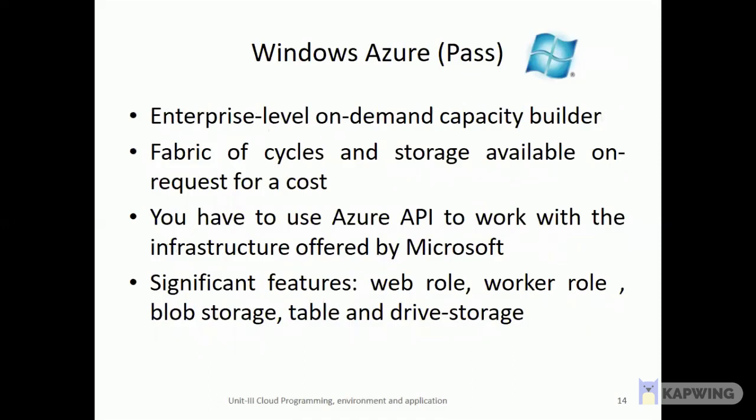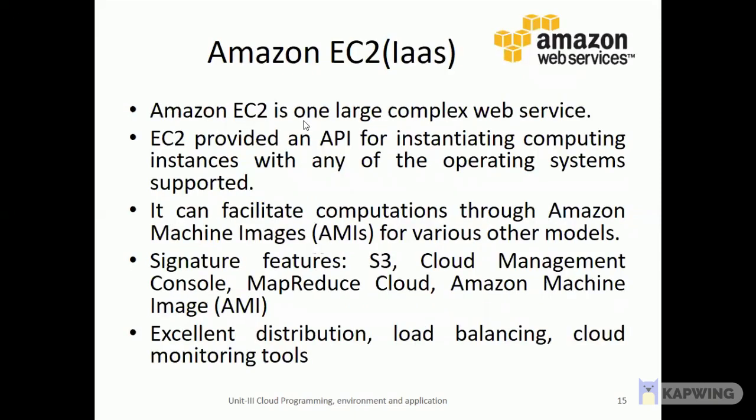Then Windows Azure, Platform as a Service. Enterprise-level on-demand capacity builder. Fabric of cycles and storage available on request for a cost. You have to use the Azure API to work with the infrastructure offered by Microsoft. Significant features: web role, worker role is there, blob storage is there, tables and drive storage is available.